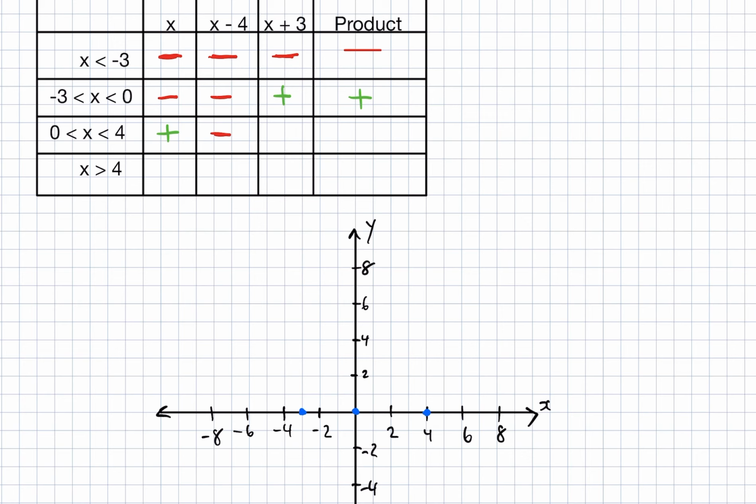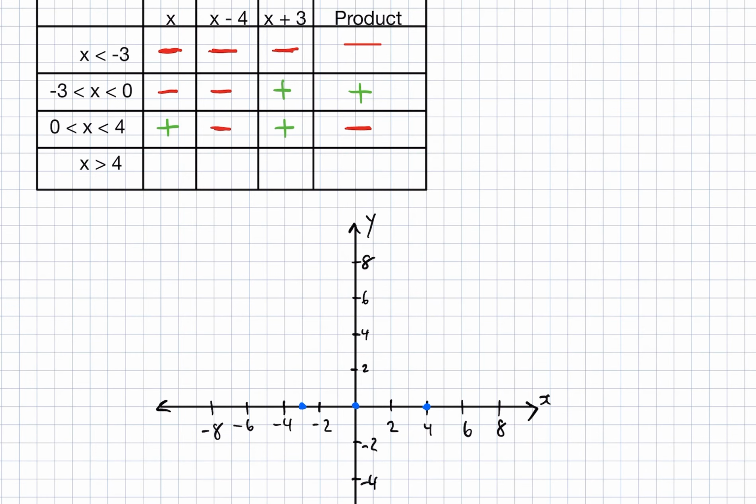That gives us 4, and that is a positive number. So we're going to go ahead and put in a positive sign. Okay, and now the product is going to be positive times negative is a negative. Negative times a positive, it gives me a negative. So we're going to put a negative sign here. Okay, now we're almost done with this chart.